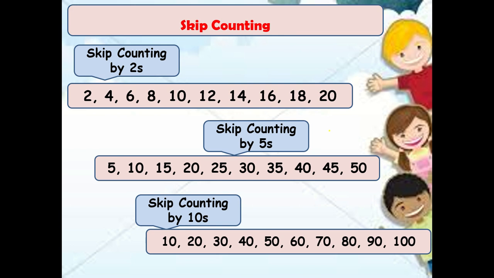It can be skip counting by twos. In skip counting, that means that you will jump. So this is the pattern in skip counting by twos if we will start by 2. 2, 4, 6, 8, 10, 12, 14, 16, 18, 20.